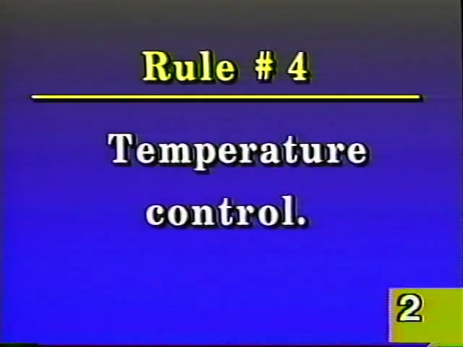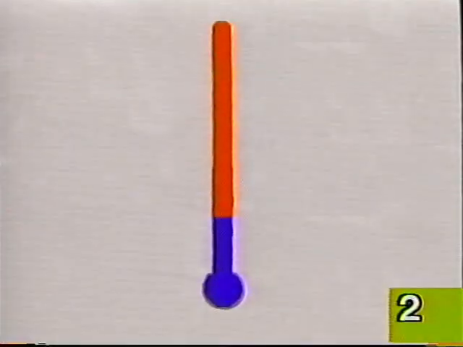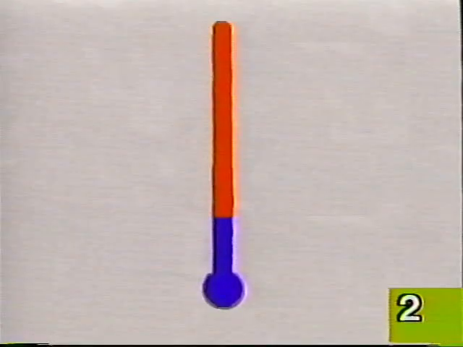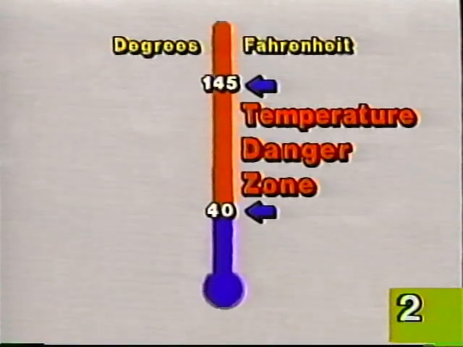The next rule concerns temperature control. As you know, frozen foods are stored at 0 degrees or below. Water freezes at 32 degrees, and refrigerator temperatures should be 45 degrees or below. Microorganisms such as bacteria grow and reproduce best between 40 degrees and 145 degrees. Therefore, this range is called the temperature danger zone. It is desired to keep foods out of the temperature zone to prevent food spoilage and growth of bacteria.